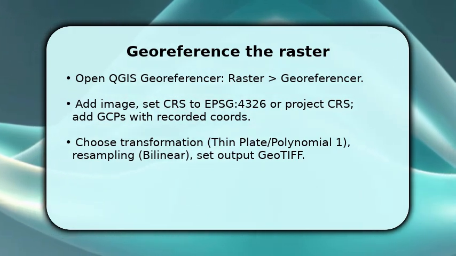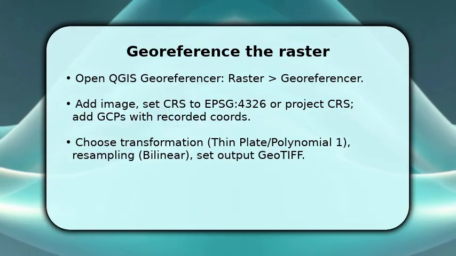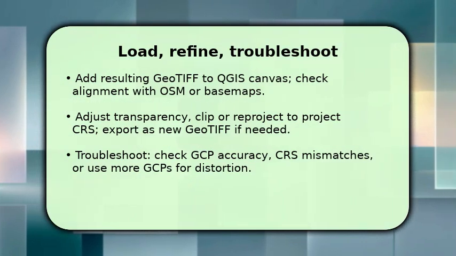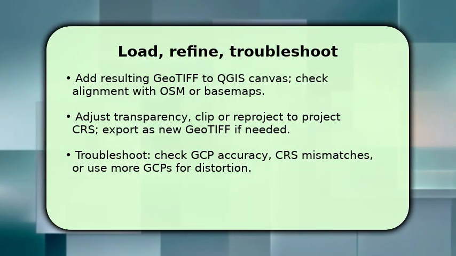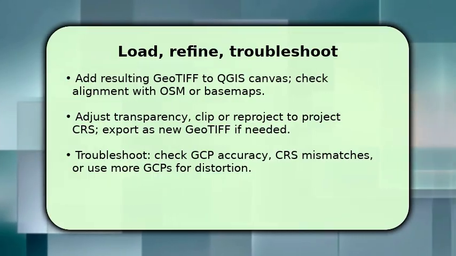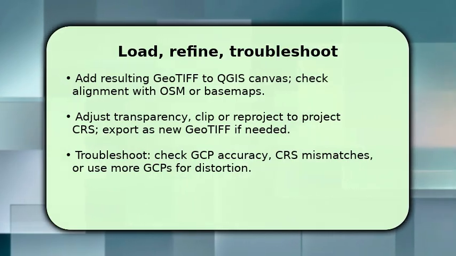After georeferencing, load the produced GeoTIFF into the QGIS project and immediately check alignment against a known base layer like OSM. You can refine by adjusting layer transparency, clipping to your area of interest, or reprojecting the raster to match your project CRS before exporting a final GeoTIFF.